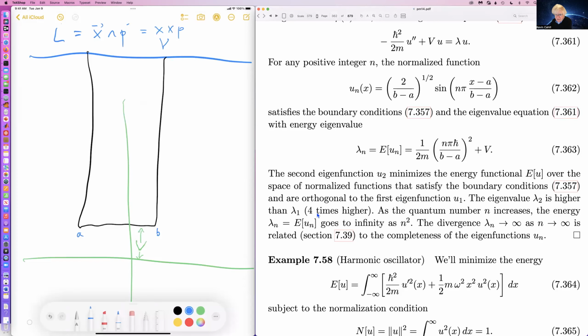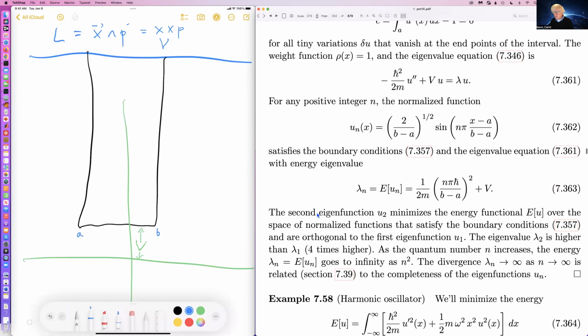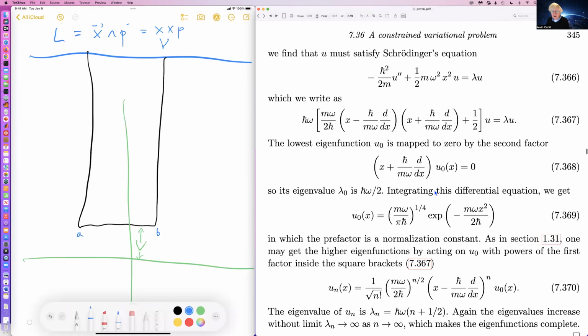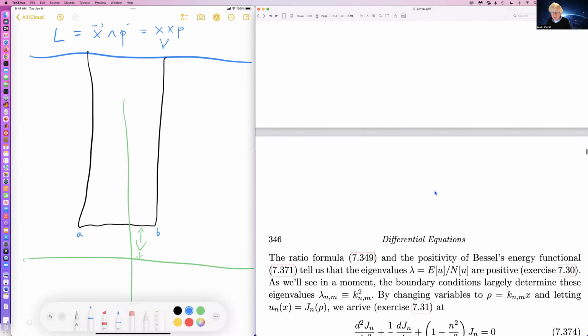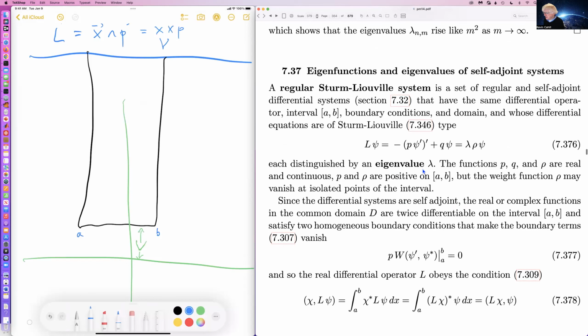Well, we're basically out of time. I think we'll come back tomorrow, and I'll just work on this example and the harmonic oscillator, and something about the Bessel system next time, and we'll do a little bit of this next time.